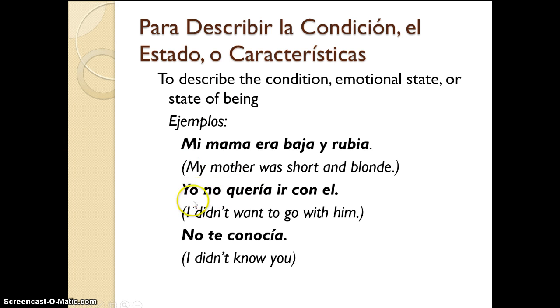Yo no querría ir con él. I didn't want to go with him. It was a feeling that I had, a state of mind that I was in at the time. So that's why I would use the imperfect. No te conocía. I didn't know you. It doesn't tell me exactly what point of the history that I didn't know somebody. It's just that I didn't know him. The condition of our relationship was unknown because we didn't know each other.